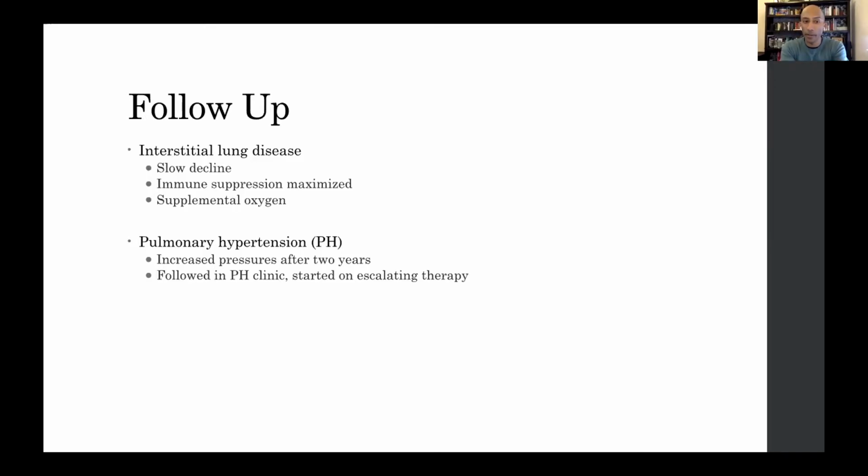In terms of the pulmonary hypertension, this did become very obvious subsequently. And over the 2 years, her pressures went up considerably. So she was followed by my colleague in the pulmonary hypertension clinic, and she was started on escalating therapy.